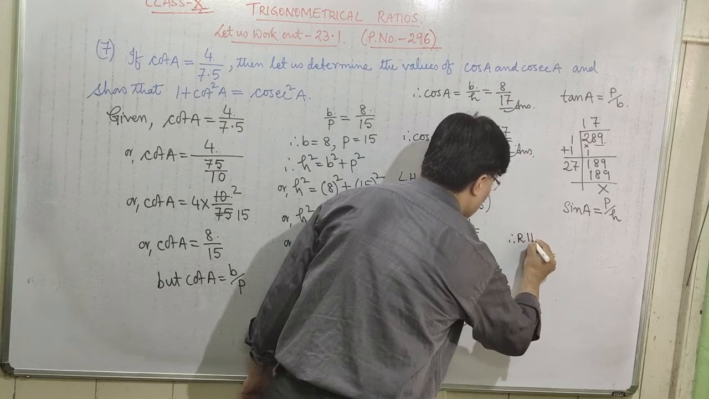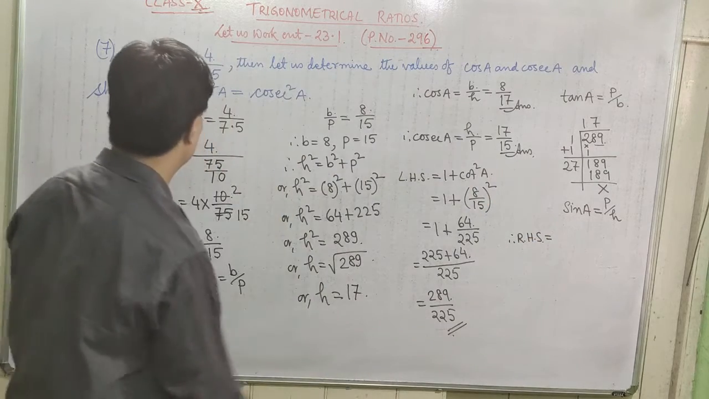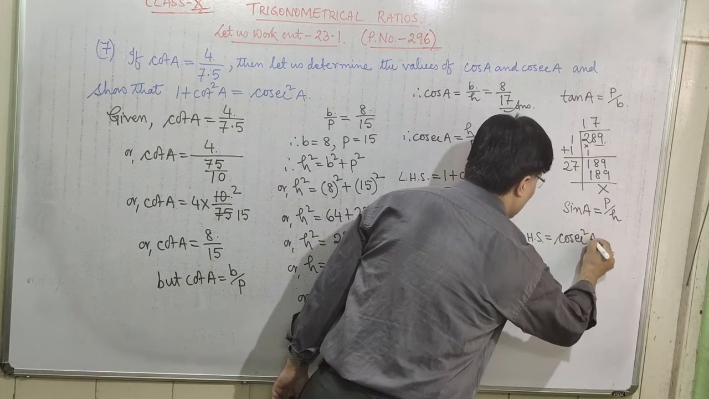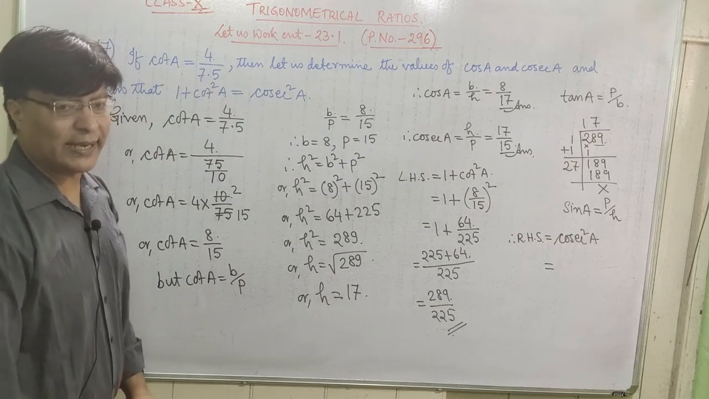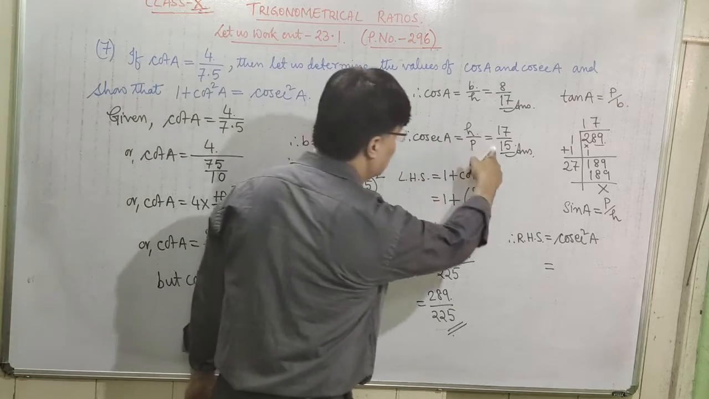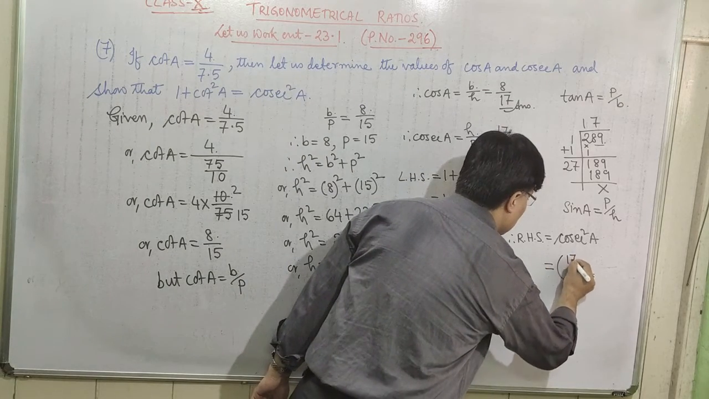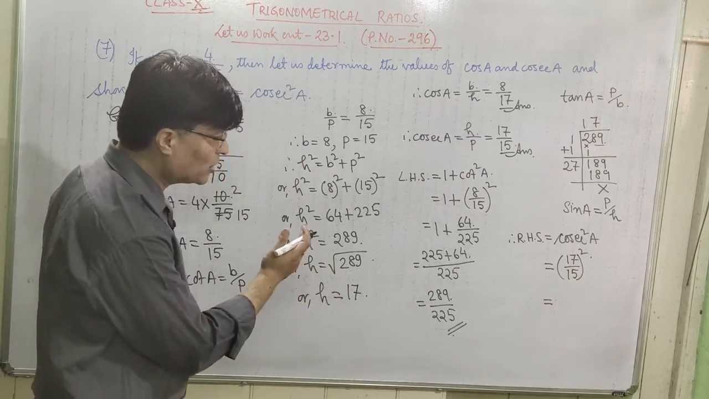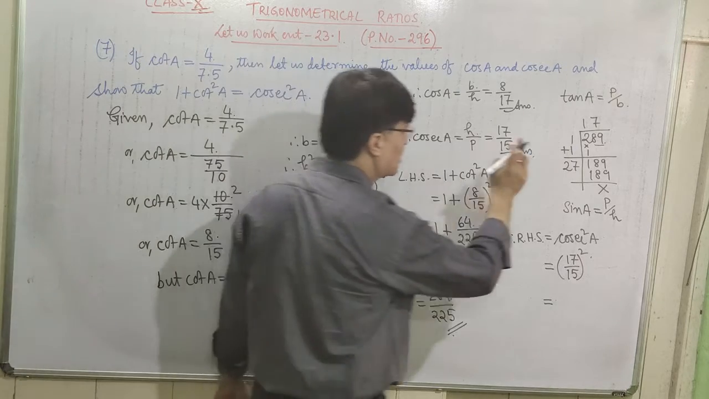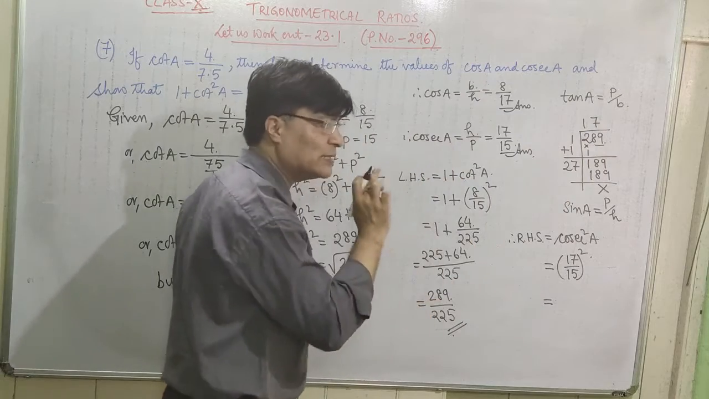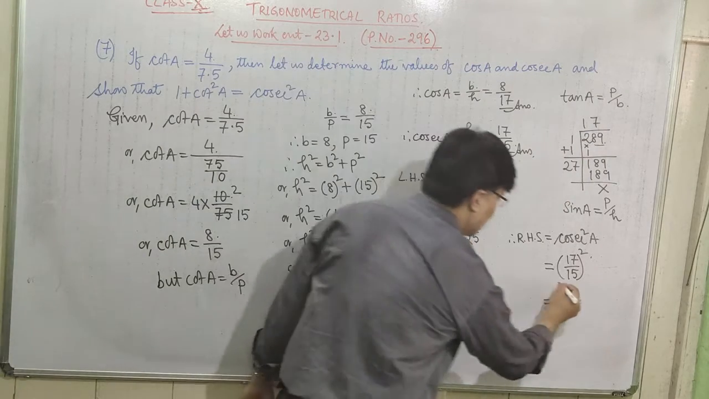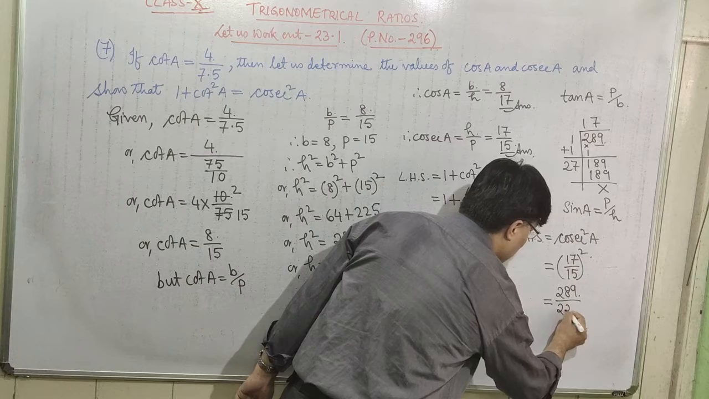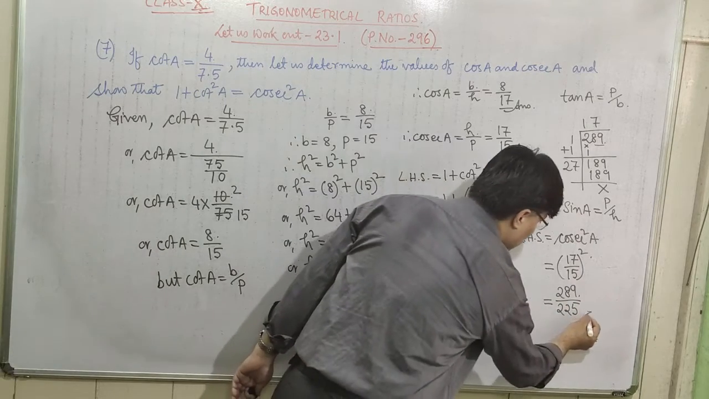What is RHS here? It is cosec square A, which is equal to, what is cosec A? We have just got the value of cosec A, which is equal to 17 upon 15. So this is 17 upon 15 whole square. The square is for both numerator as well as denominator. 17 into 17 is 289, so 17 whole square is 289, divided by 15 whole square, which is 15 into 15, 225.